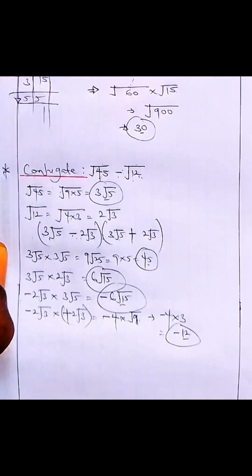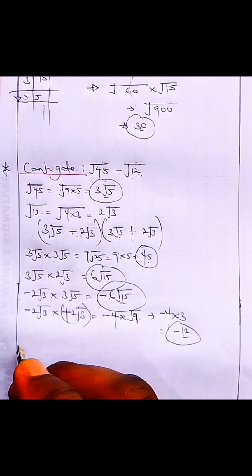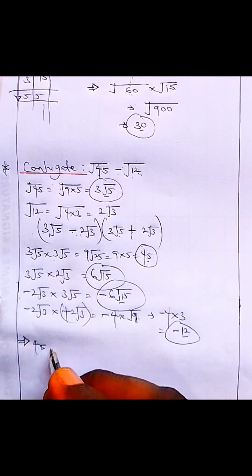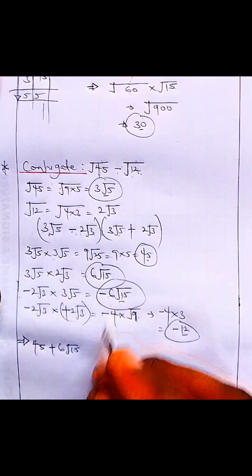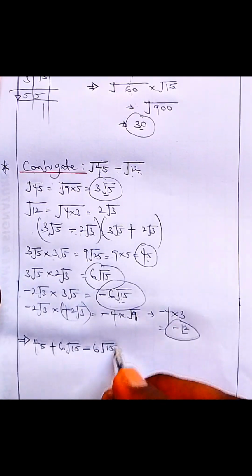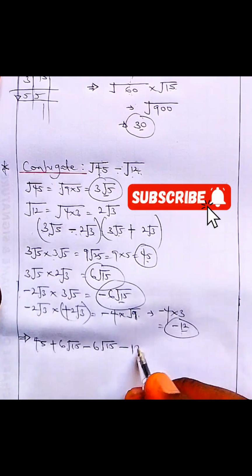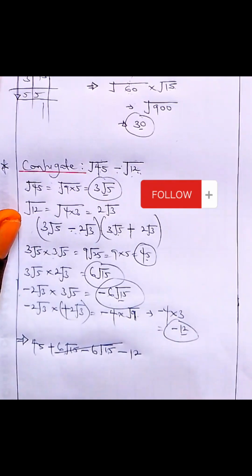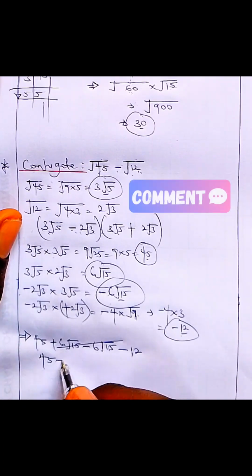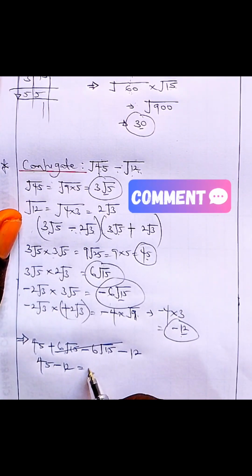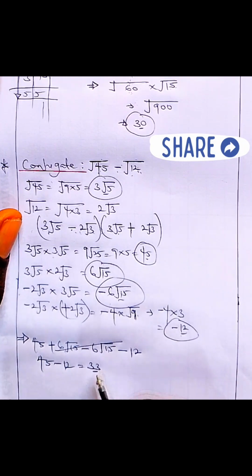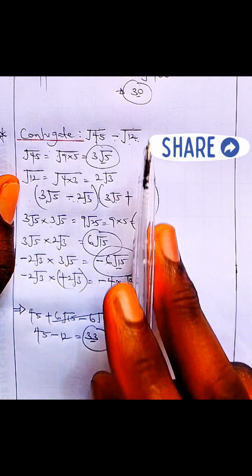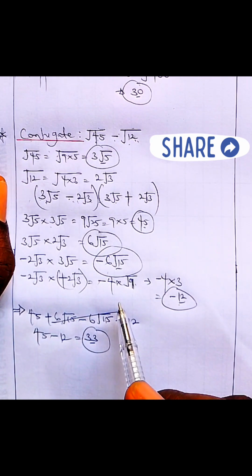That is that. So the next thing we're going to do now is to bring them all together. The first is 45 plus 6 root 15 minus 6 root 15 and then minus 12. 6 root 15 minus 6 root 15, we take out each other. So this is 45 minus 12. 45 minus 12 will give us 33. So if you got this very answer, and you got the one up there, it means you understood what we took in the previous exposition.